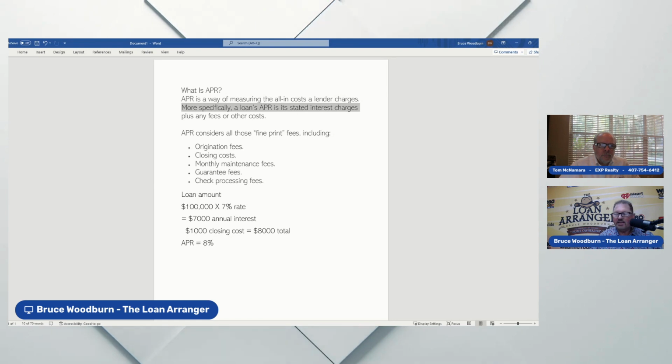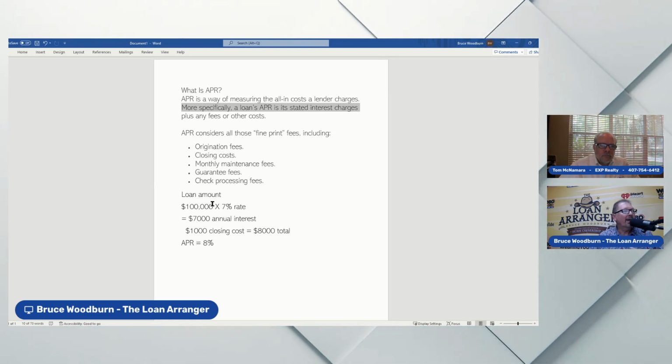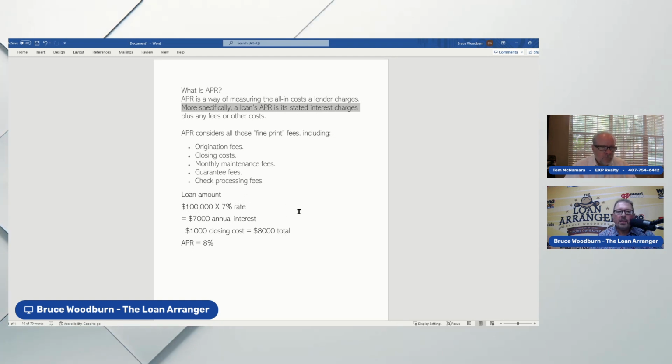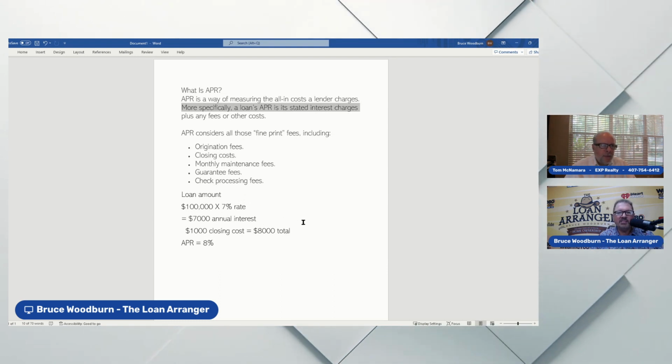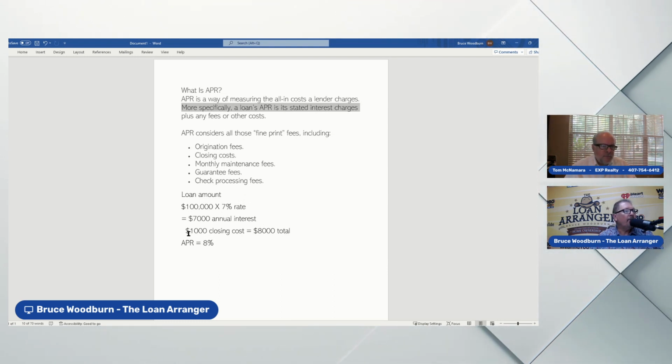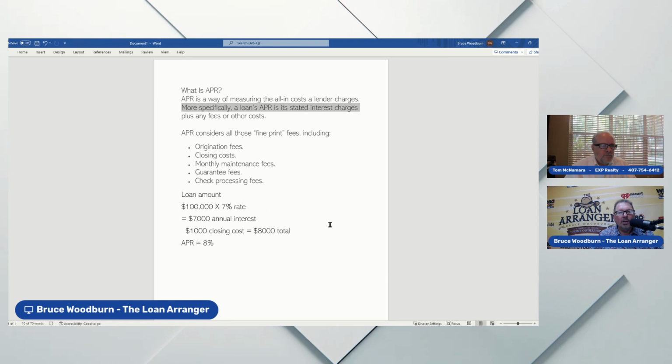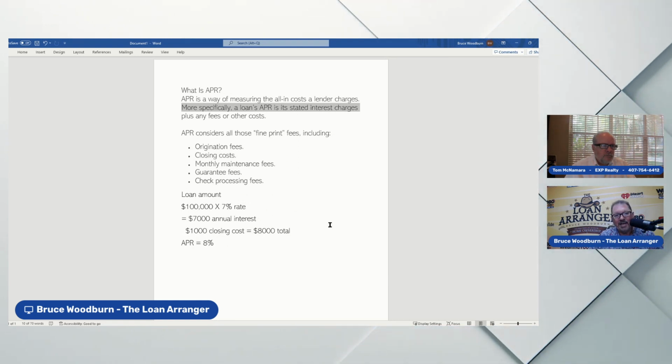Let's take this simple scenario where we have a $100,000 loan amount at a 7% rate. Your 7% rate would yield interest only of $7,000 per year, right? Yep, 7% interest rate. But if you paid $1,000 in closing costs, then you paid $8,000 between interest and closing costs. Does that make sense? Yep. Then if I annualize that, your APR would be 8%.